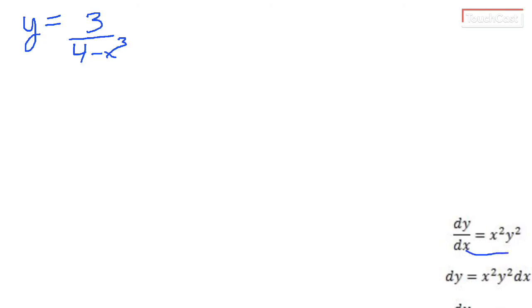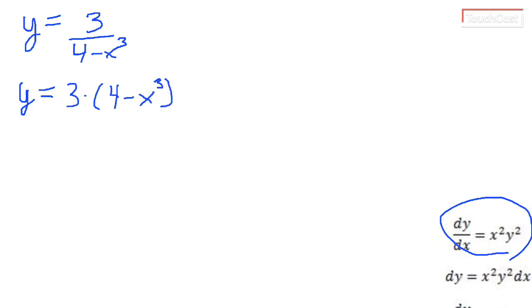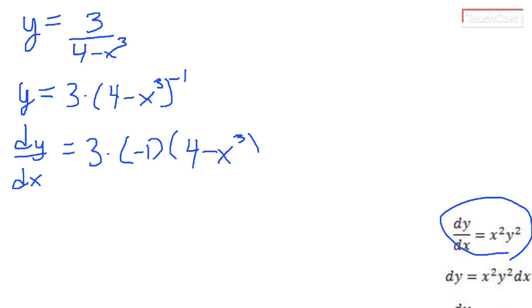All right, where's our original differential equation? Here's my solution. I'm going to take the derivative of both sides of this equation. Before I do, I'm going to rewrite this so that I can use the power rule instead of the quotient rule. I'm going to write that y is 3 times 4 minus x cubed to the negative 1. Now when I take the derivative, dy/dx is equal to 3 times negative 1 times 4 minus x cubed to the negative 2 times the derivative of the inside, which is negative 3x squared. So I'm going to try to make this look like the original equation.